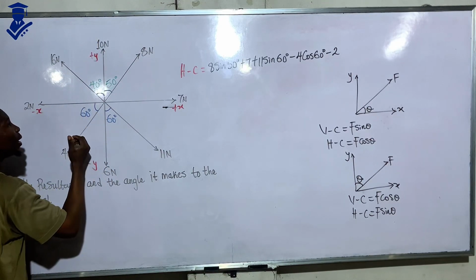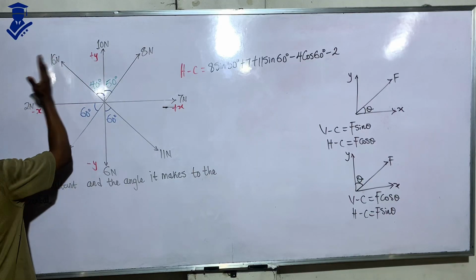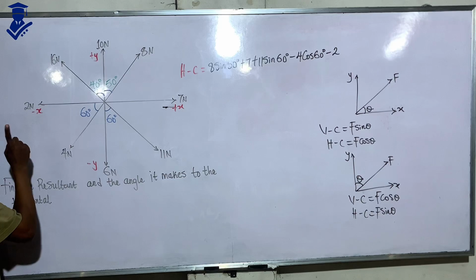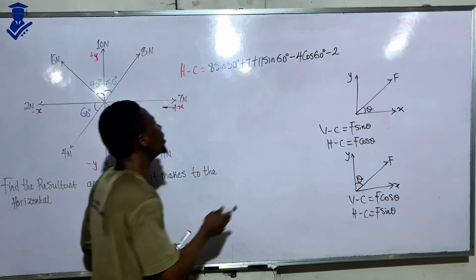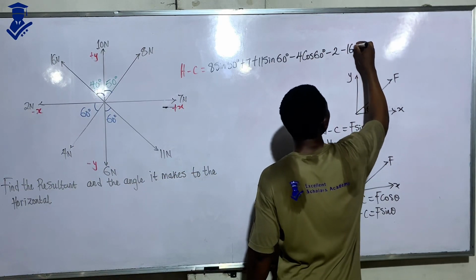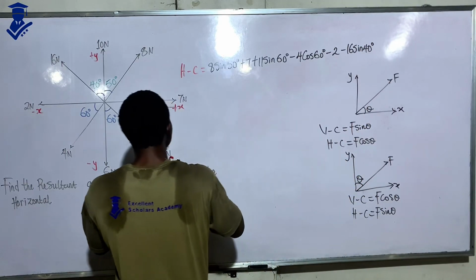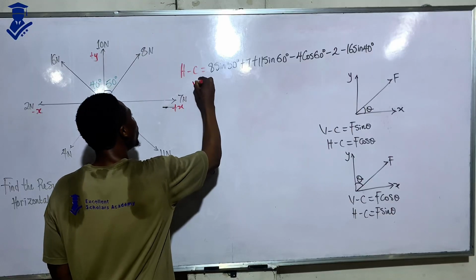40 degrees to the vertical. And it is also on the negative side of your x. So of course it's going to be minus what? 16 sine 40 degrees. Minus 16 sine 40 degrees. Alright?